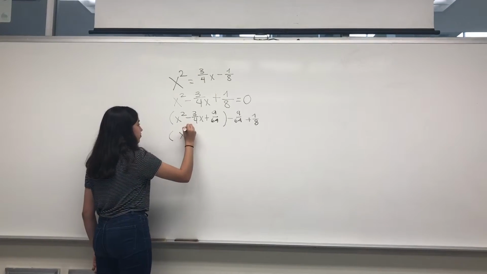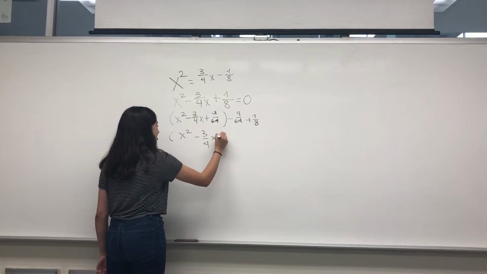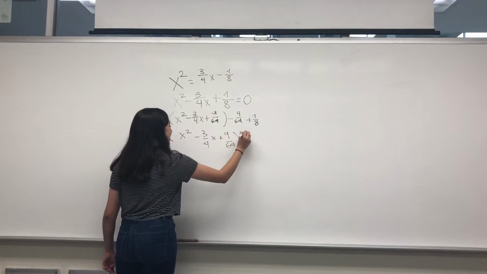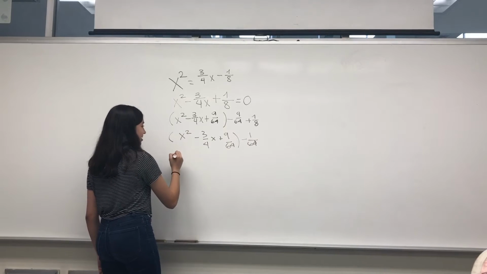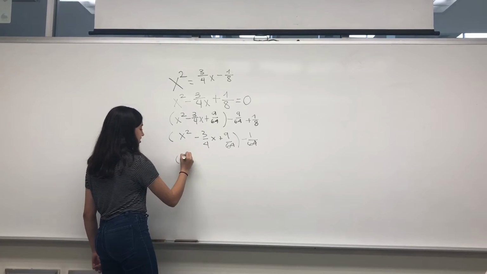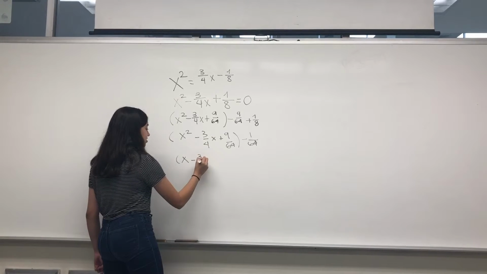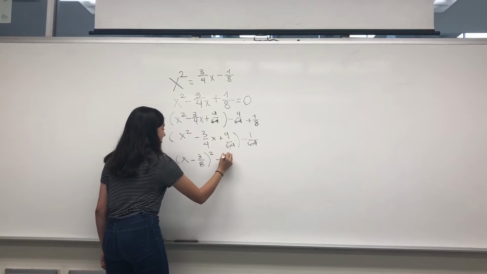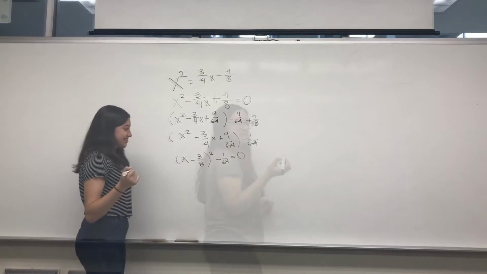Beginning with the simplification, you need to add or subtract the numbers outside the parentheses. In this case, you add negative 9 over 64 plus 1 over 8, and the result is negative 1 over 64. Then, you simplify what's inside the parentheses, which is x minus 3 over 8, and everything to the square. So the result in vertex form is x minus 3 over 8, everything to the square, minus 1 over 64, and that equals 0.